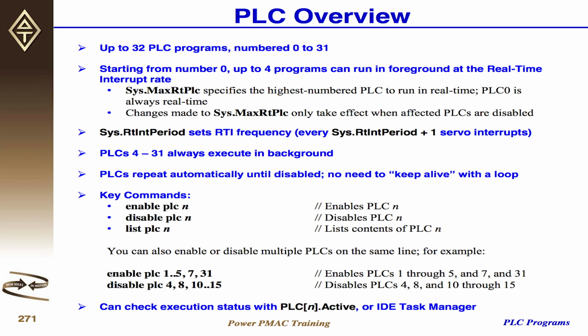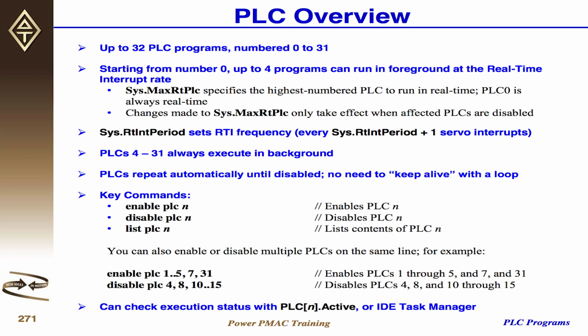PLCs will automatically repeat until you disable them, which means that you do not need to encapsulate the contents of your PLC in a giant while loop. It will automatically restart at the top of the PLC every time the PLC has a turn to run. If the PLC was trapped within a while loop, within the contents of the PLC, then the next time the PLC gets an opportunity to run, it will start at the top of that while loop rather than the beginning of the program, and will continue to the end of the while loop before exiting.